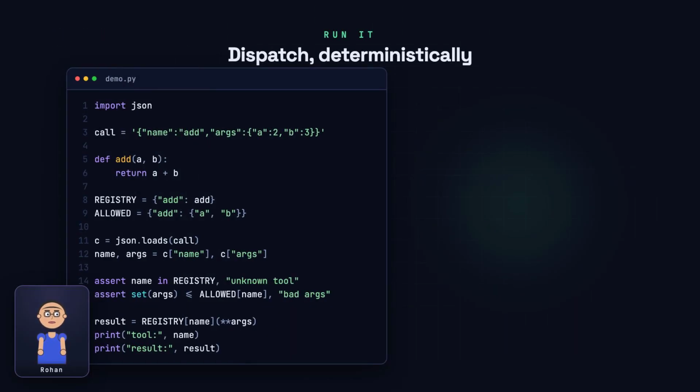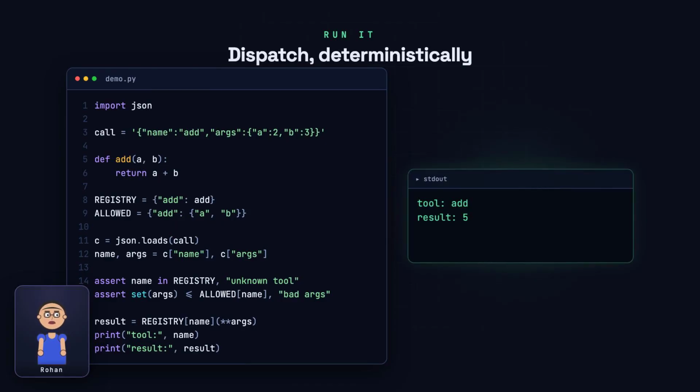Let's make it concrete. Here the model's call is a JSON string. Our code parses it, checks the tool name is in an allow list, checks the arguments are expected keys, and only then runs the real function. The model produced text, our code did the work. Run it, and you see the tool name and its result.